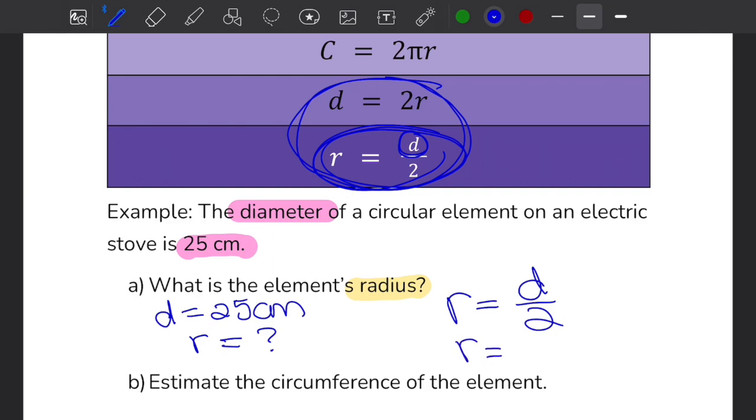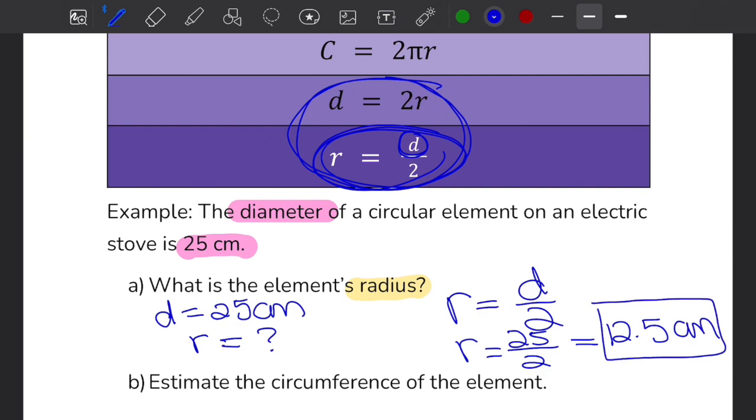I know that the diameter is equal to 25, and 25 divided by 2 is equal to 12.5. And the units are the same, they should be in centimeters. If you're unsure which formula to use, the variable that's on its own should be the one that you're looking for. It should be the mystery number. So here, the radius is the value that I'm looking for. That's the mystery number. So I pick this formula because it's on its own. If I was looking for diameter, that was the missing number, I would use this formula because the diameter is on its own.